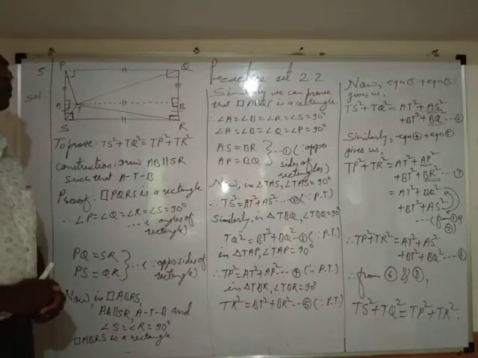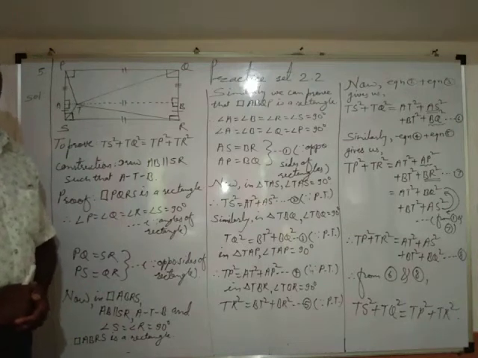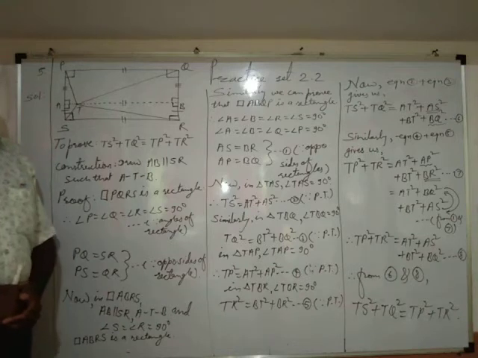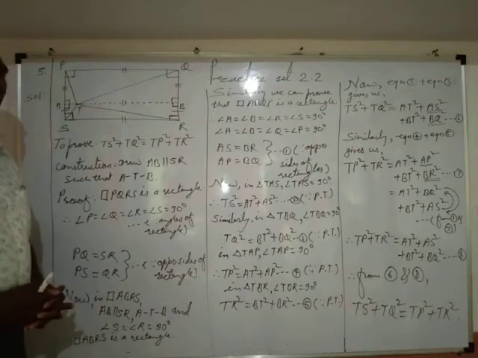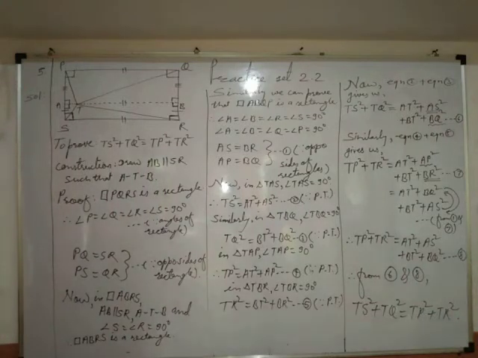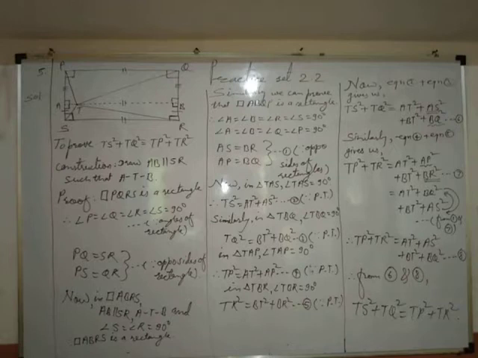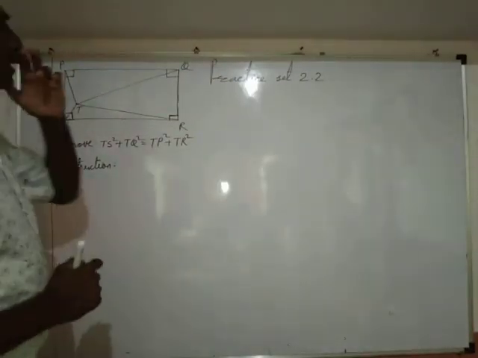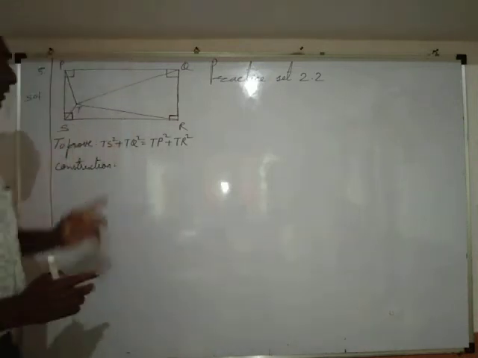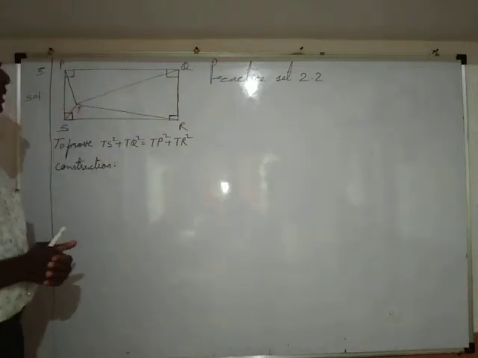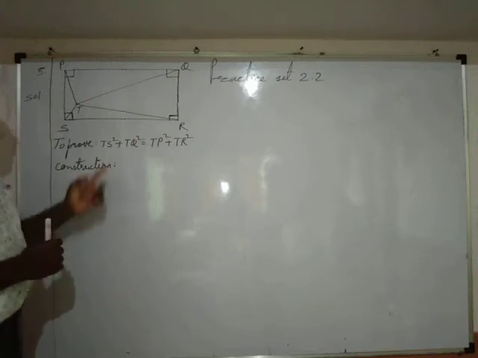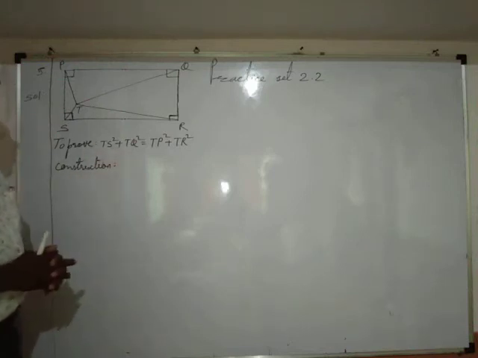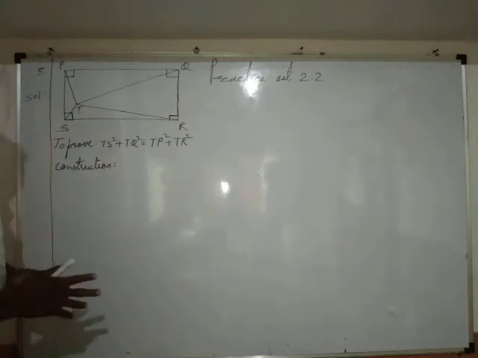Okay. There is one more method to solve this sum, which is related with Apollonius theorem. We are going to see that method also. Question 5. Quadrilateral PQRS is a rectangle. T is any point in its interior. Prove that TS square plus TQ square equals TP square plus TR square.